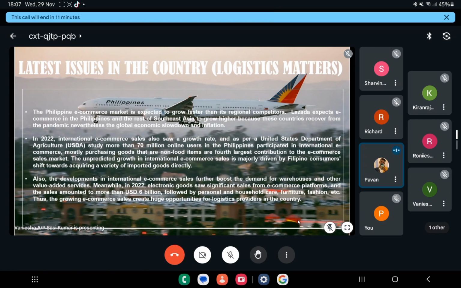In 2022, international e-commerce sales also saw a growth rate, and as per a United States Department of Agriculture (USDA) study, more than 70 million online users in the Philippines participated in international e-commerce. Mostly purchasing non-food items, which are the fourth largest contribution to the e-commerce sales market. The unpredicted growth in international e-commerce sales is mostly driven by Filipino consumers' shift towards acquiring a variety of imported goods directly.